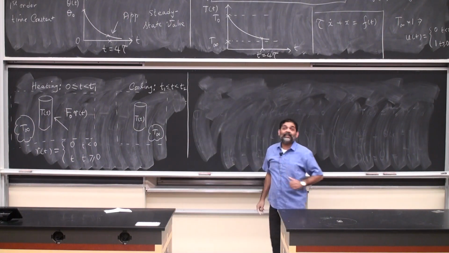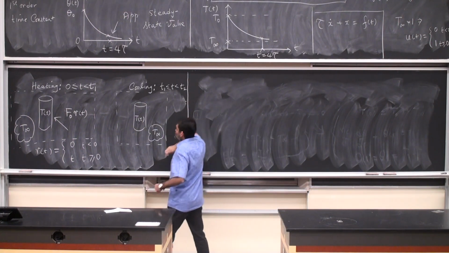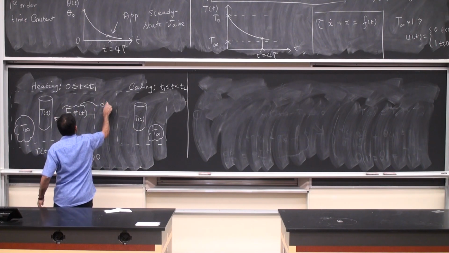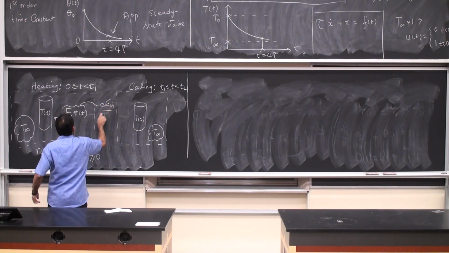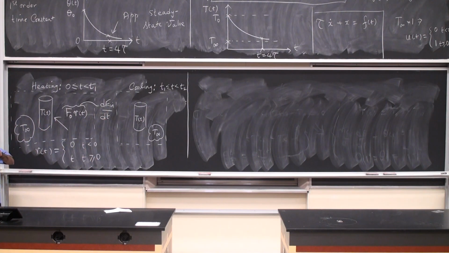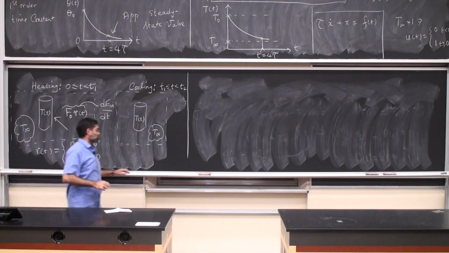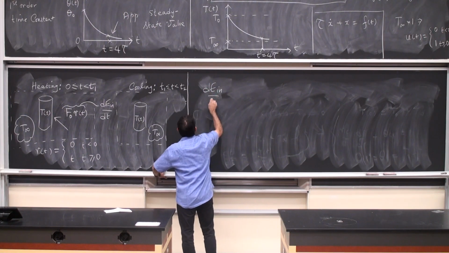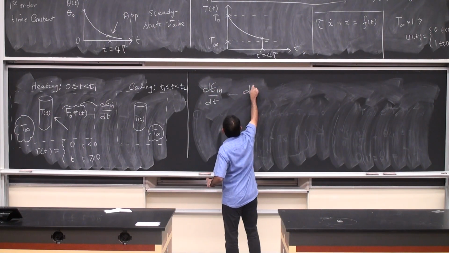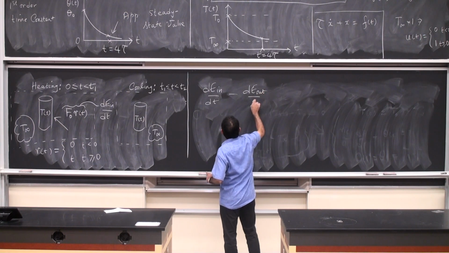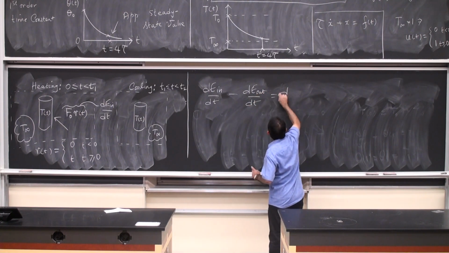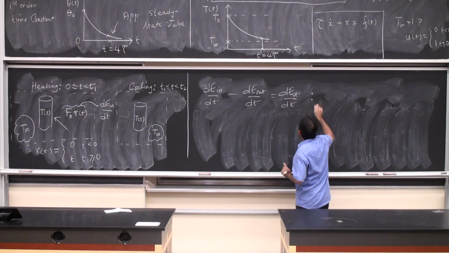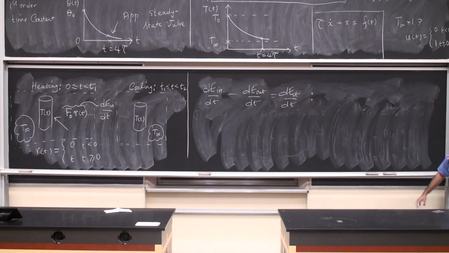So I have dE in by dt. Okay, so this is essentially that character. This is dE in by dt, the rate of energy that is supplied into the system. dE out by dt is the rate of energy leaving, and dE stored by dt is the rate of energy stored. You just substitute everything.